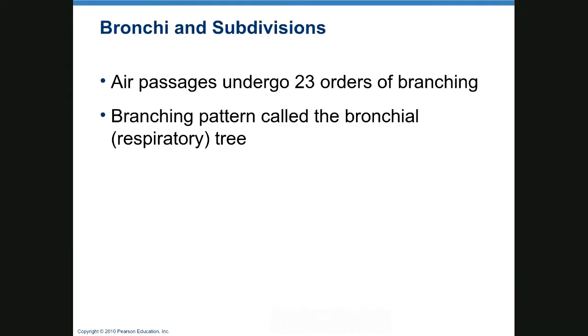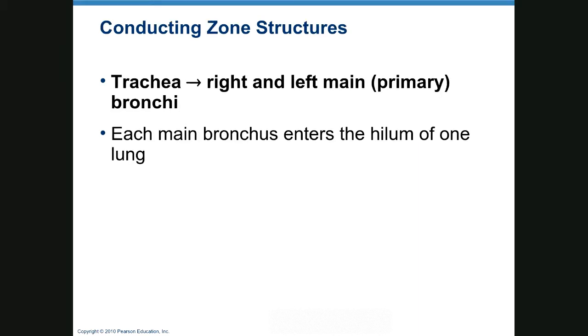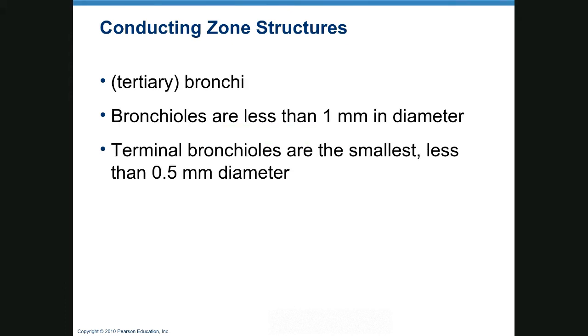Okay, bronchi and subdivisions. The air passages undergo 23 orders of branching, and that branching is called the bronchial tree. The trachea bifurcates, so you have your right and left primary bronchi, and each primary bronchus enters the hilum of one lung. Then you go into secondary and tertiary bronchi, and bronchioles less than 1 millimeter in diameter. Terminal bronchioles are less than 0.5 millimeters in diameter.